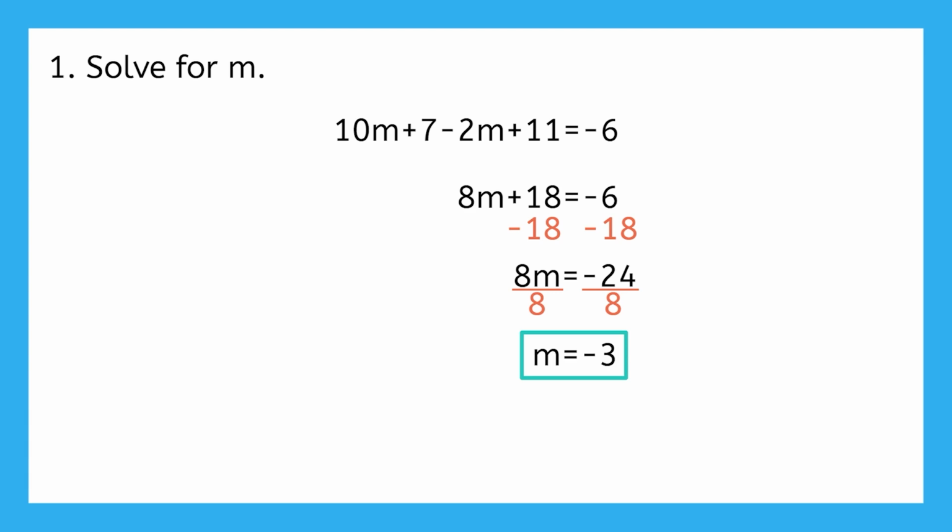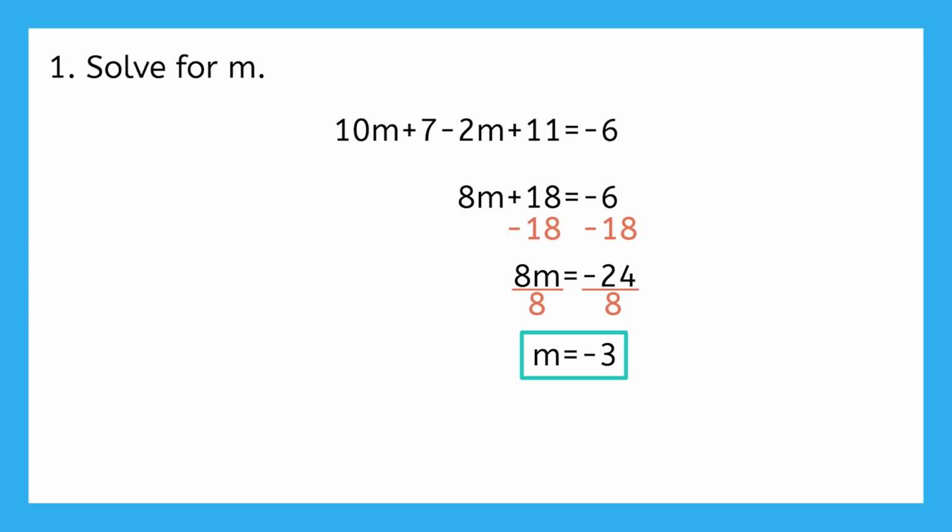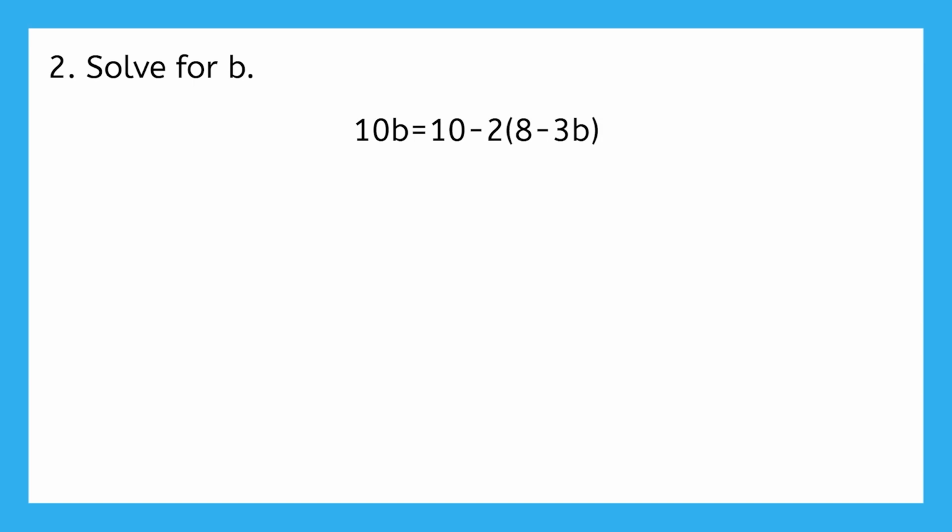Keep in mind that every step of the way when working with equations, each line is equivalent to the rest. Even though they may look totally different, we are keeping our equation balanced and equal to what we started with. Let's do one more example problem. Our second example says to solve for b, and the equation given is 10b equals 10 minus 2 times the quantity of 8 minus 3b. I want you to go ahead and try this one on your own, so pause here and give it your best shot.